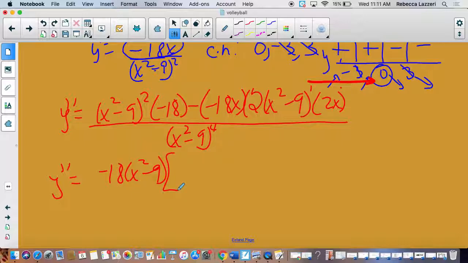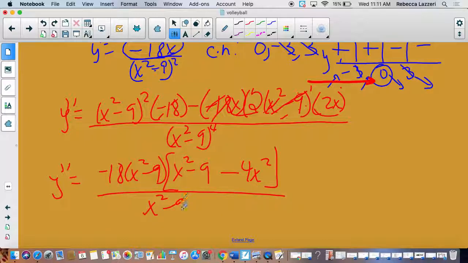And this is where I just went too fast. The negative 18 is gone. I can't really cancel it, but it's out there. I'm sorry, I'll come back. And there's an x squared minus 9 in here, okay? This minus sign's real important, but I took out this negative 18 and this x squared minus 9, okay? And so I have minus 2x, and 2x is 4x squared over x squared minus 9 to the 4th.